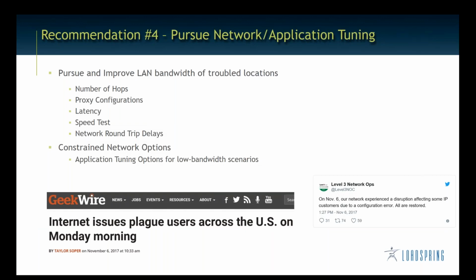Okay, recommendation number 4, pursue network, and in concert with network, application tuning. You'll see at the bottom of the screen here, this week, many users who are using cloud applications experienced performance issues. GeekWire's notice came out November 6th at 10:33 a.m. And then Level 3 Network Operations tweeted at 1:27 p.m. that, oh, sorry, we've experienced a disruption affecting some IP customers due to configuration, all restored.